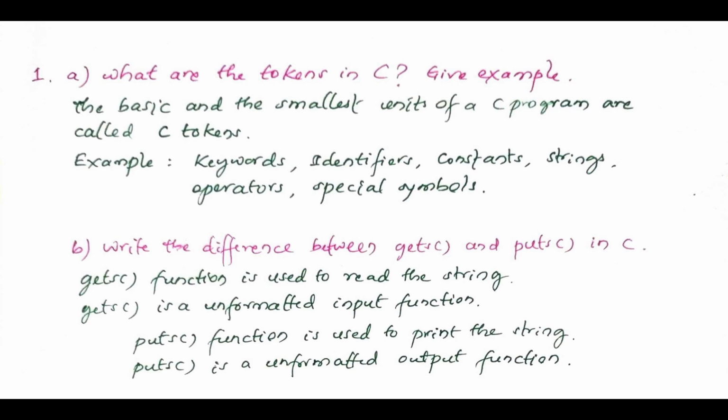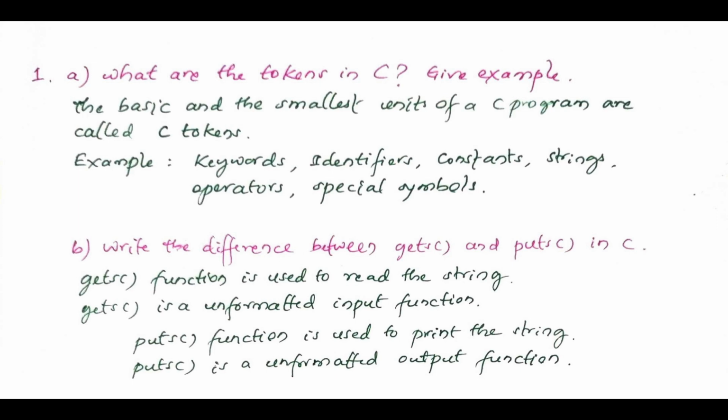You can see one of the questions is, what are the tokens in C? Give example. What are C tokens? They are the basic and the smallest units of a C program. Some of the examples for C tokens are keywords, identifiers, constants, strings, operators, and special symbols. These are the elements which we are going to use in C programs regularly. They are called C tokens.